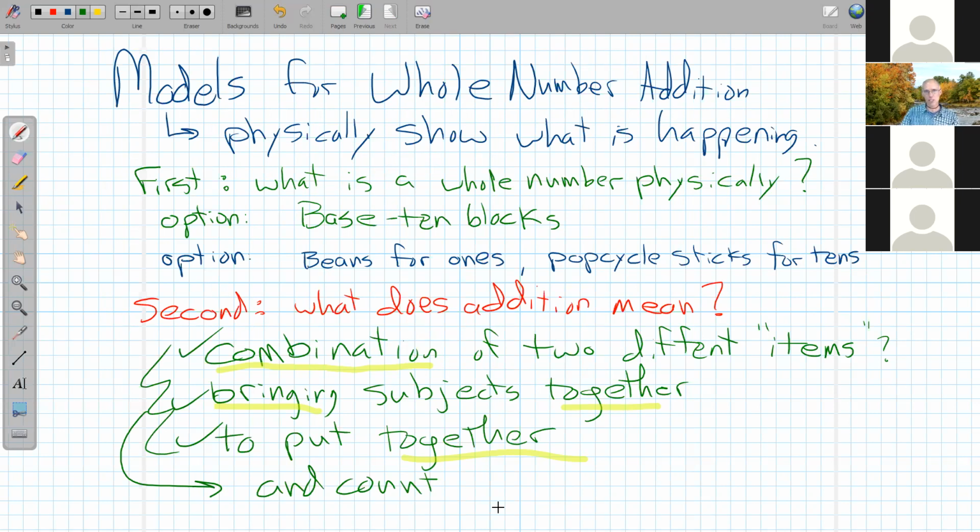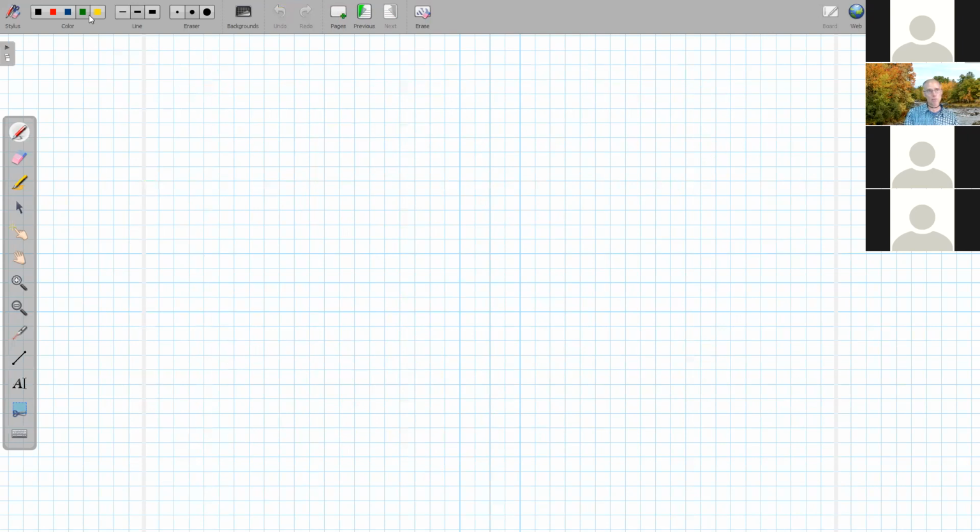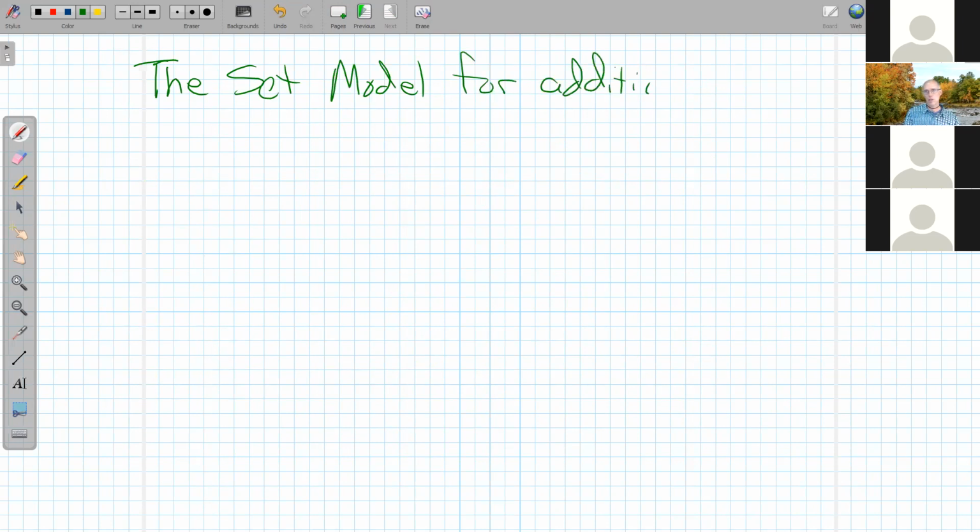Okay, so I'm going to tidy this up a little bit, and then we're going to do it a couple more times, look at the activity, and show another method. So what we just put together is called the set model for addition of whole numbers. In the set model, addition means to combine and count.